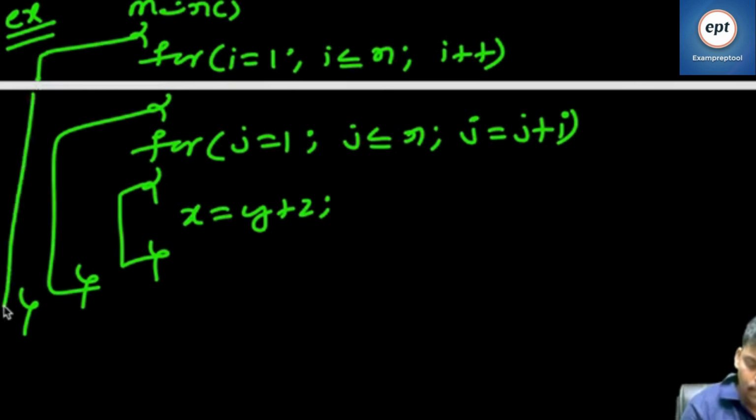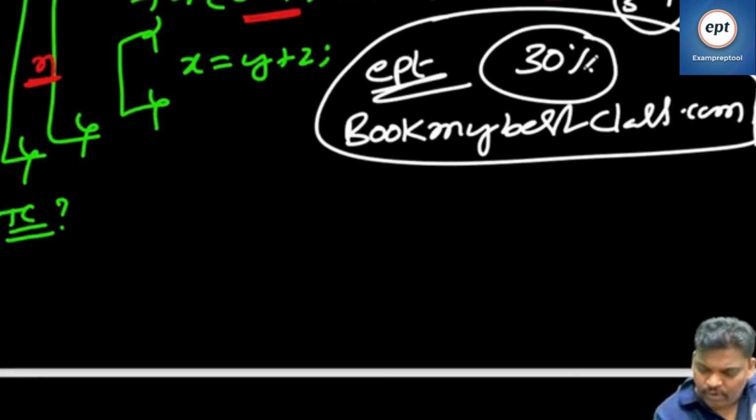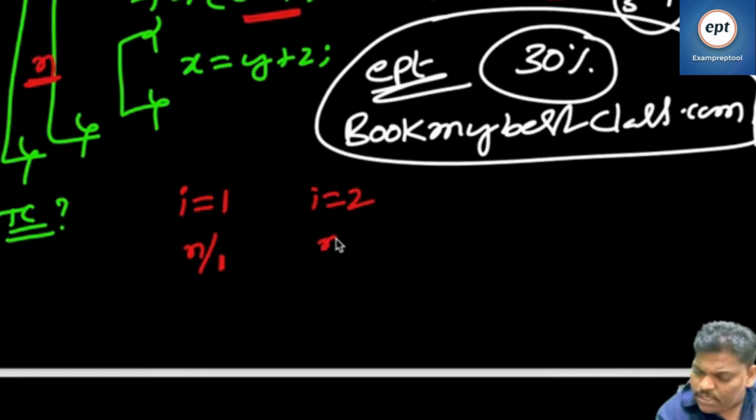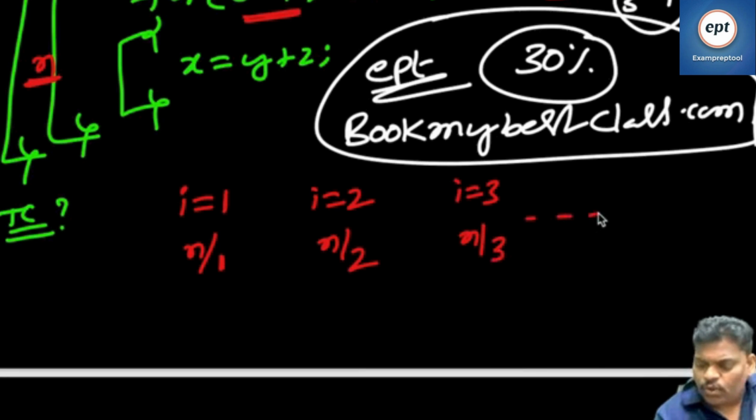Yeah, it is a given program. Can you try this? What is the time complexity of this program? Let's see this one. Listen everyone. I is equal to 1, the j loop is running n by 1 times. I is equal to 2, the j loop is running n by 2 times. I is equal to 3, the j loop is going on n by 3 times. And so on, up to i equal to n, the j loop runs n by n.